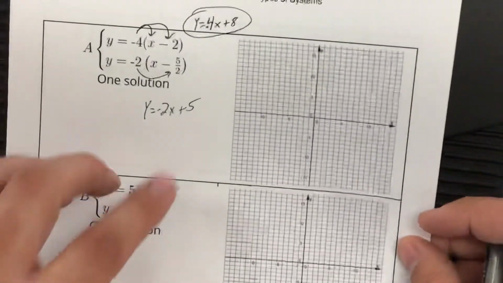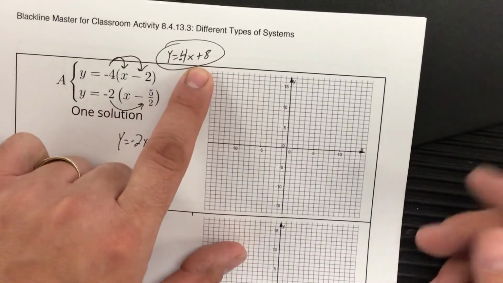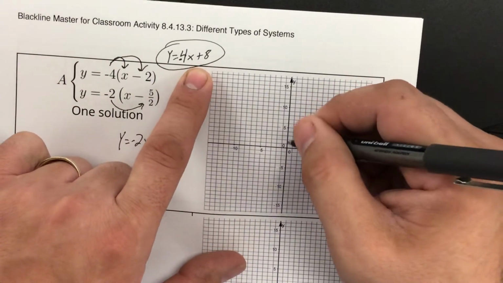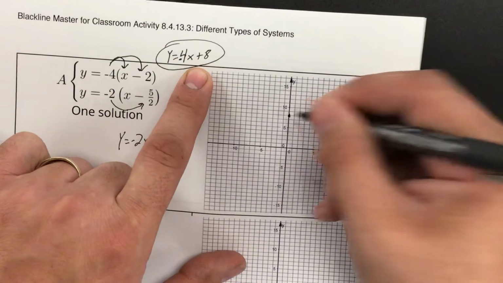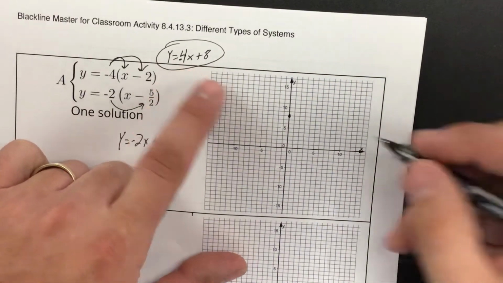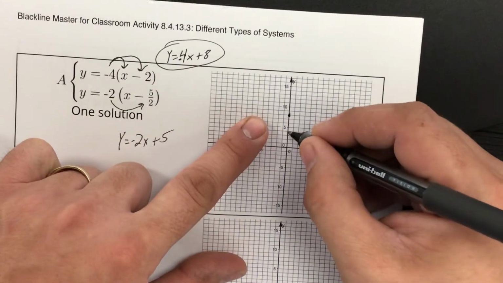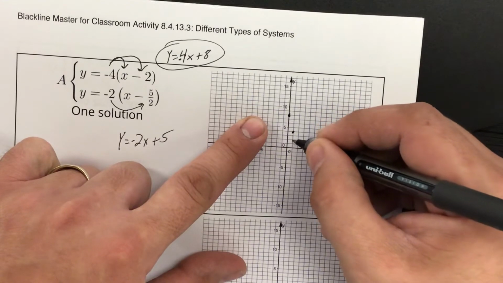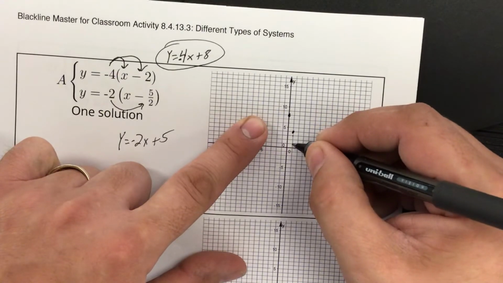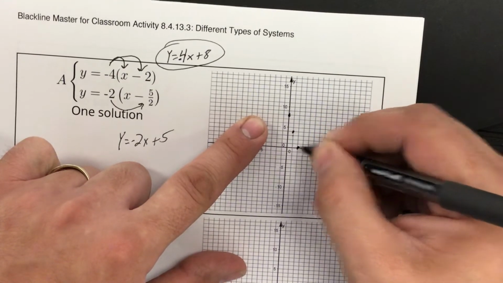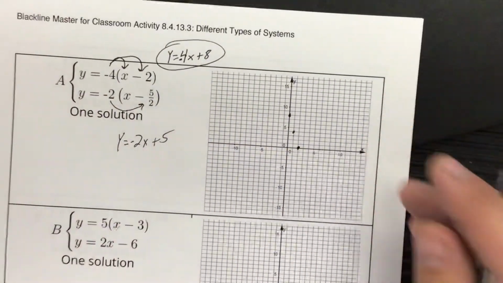So the top one here, where do I graph it first? I go up 8. Slope, negative 4. So down 4, to the right 1. Down 4, to the right 1. This one, I better connect those before I get too many dots.